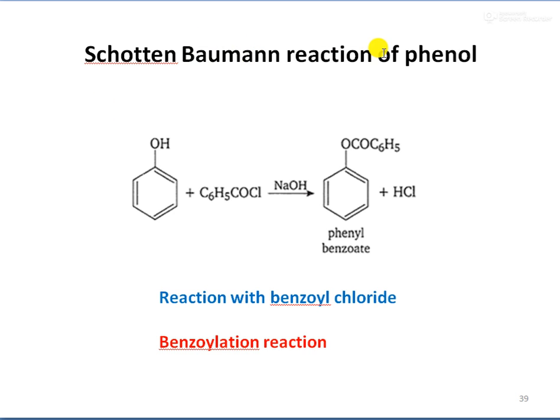Then the Schotten-Baumann reaction of phenol is also important. This is a benzoylation reaction, that is, phenol reacted with benzoyl chloride. The benzoyl group is C6H5CO, and there is a carbonyl functional group here. So when this phenol is treated with benzoyl chloride, in place of this hydrogen, the C6H5CO group will be substituted. So this is phenyl benzoate. This is the Schotten-Baumann reaction of phenol, and the other product is HCl.